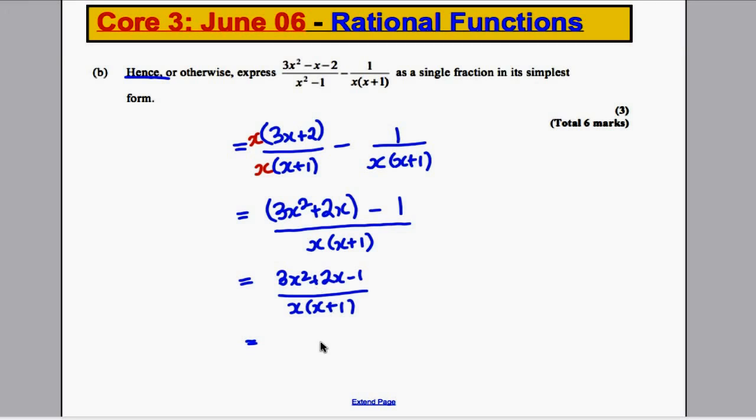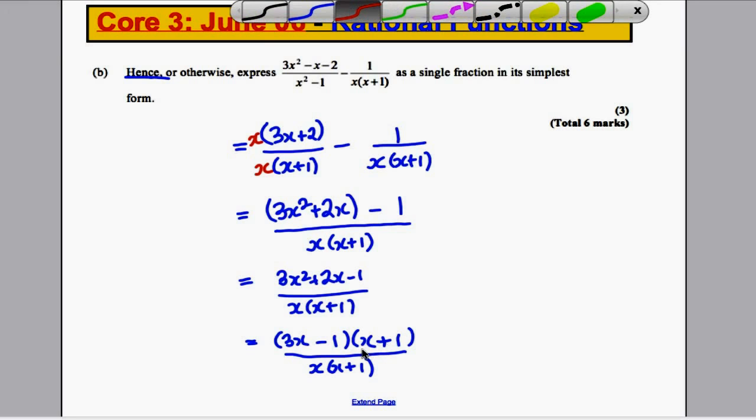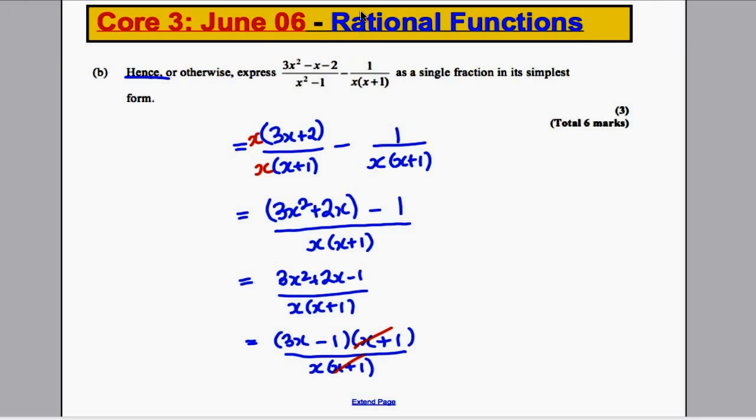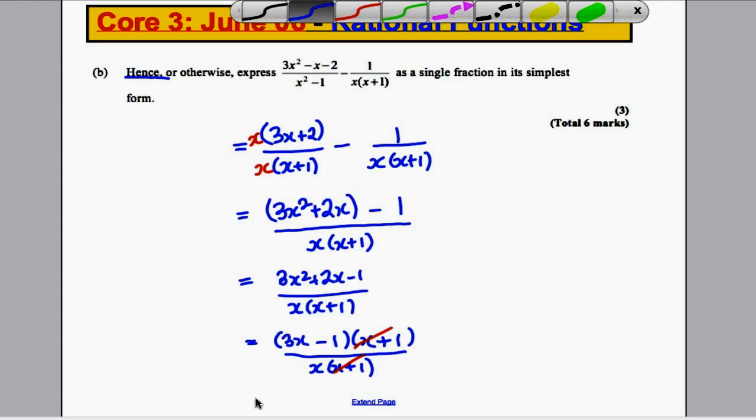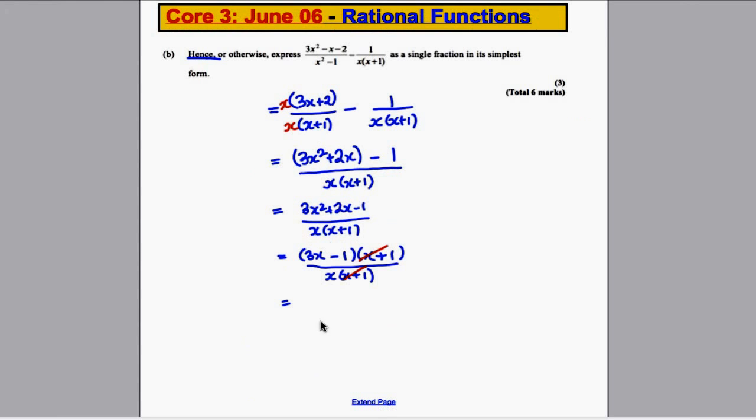And the top there, we can try and factorise it. We should give it a go anyway. Does that factorise? Well, it factorises as follows, over x plus 1. And oh look, a factor of x plus 1 can be divided off top and bottom, or can cancel. And we've got ourselves the answer, which is equal to 3x subtract 1 all over x. And we're done. Another 3 easy marks to take us up to 6 for that question.